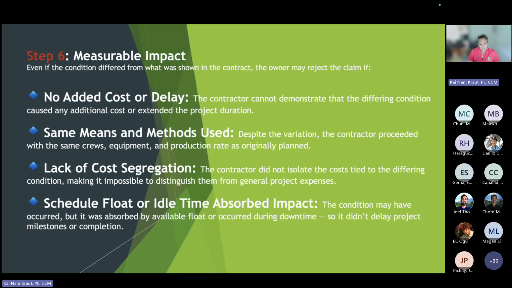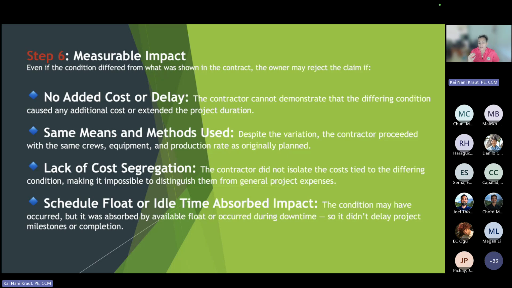The same means and methods were used. So despite the variation, the contractor proceeded with the same crews, equipment, and production rate as originally planned. So I want you to think about, how do we know what they planned? Where does that information come from in our analysis? Can they segregate the cost? The burden of proof for all of this is on the contractor. And so if they can't separate the costs, then there is no measurable impact.